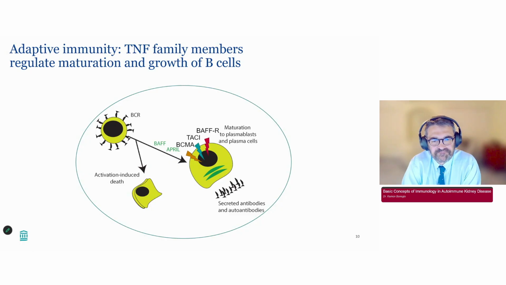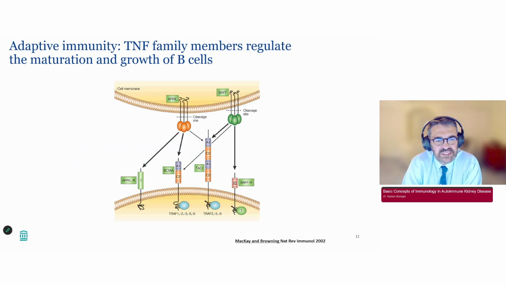Next slide. Here you can see more details of the signaling. At the top there, those are receptors that are on the B cell, and I told you that they can be called BAFF and APRIL. And at the bottom are ligands that are usually on the antigen-presenting cell.